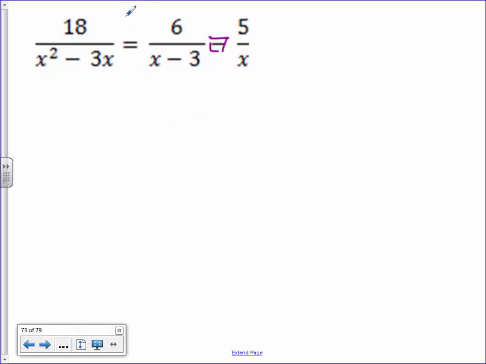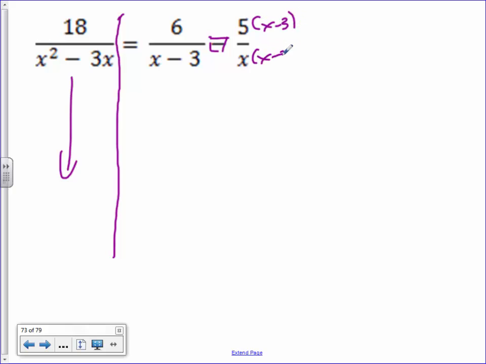So my advice is I'm just going to put a line next to this stuff over here, and we're going to ignore this for a while. That whole 18 over x squared minus 3x, we'll come back to it. This side over here, we have to give common denominators to. When I talked about adding and subtracting, I pointed out how it was like cross multiplying. We're going to take this x minus 3 and put it here and here. And we're going to take this x and put it here and here.